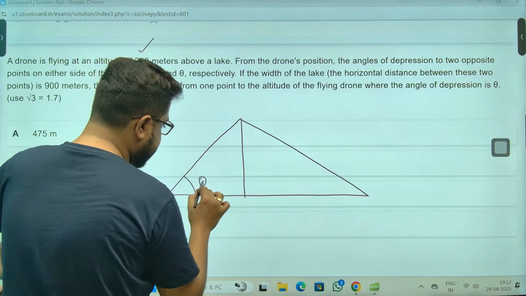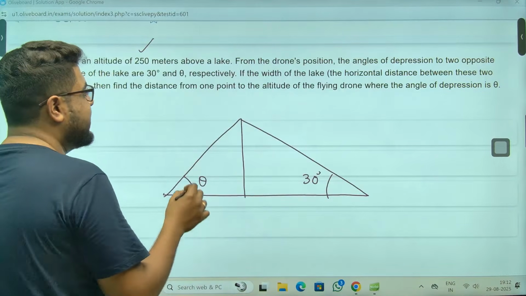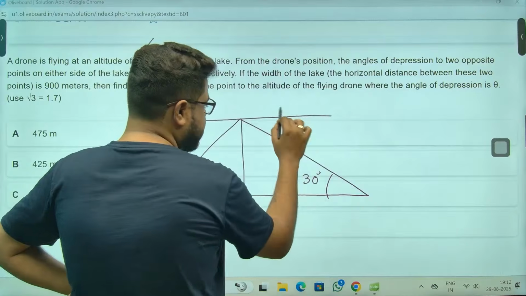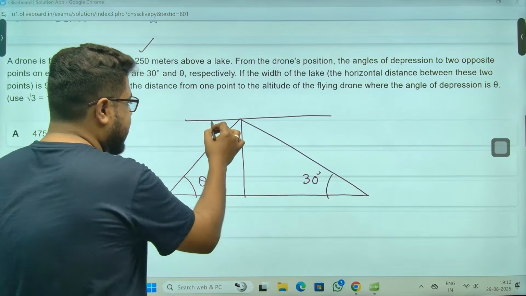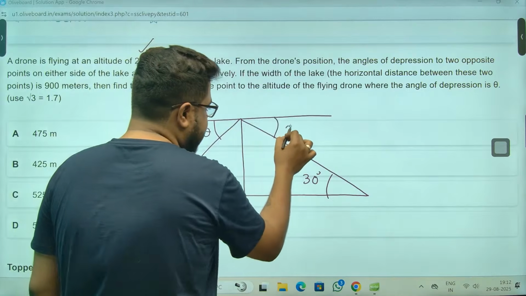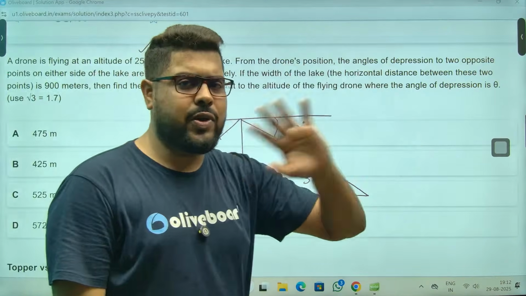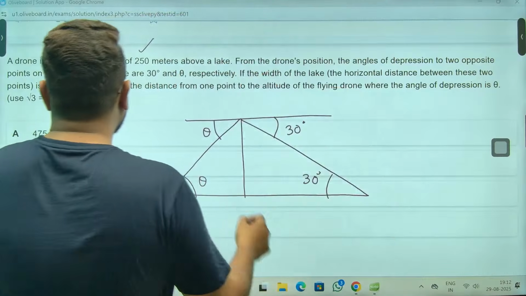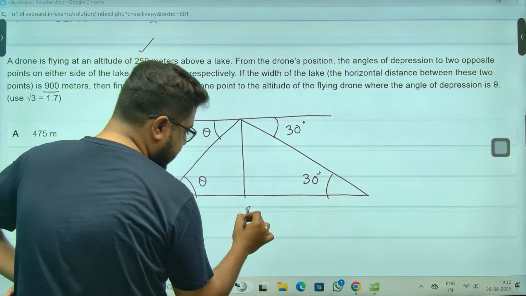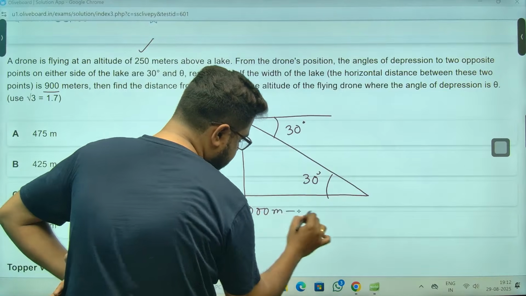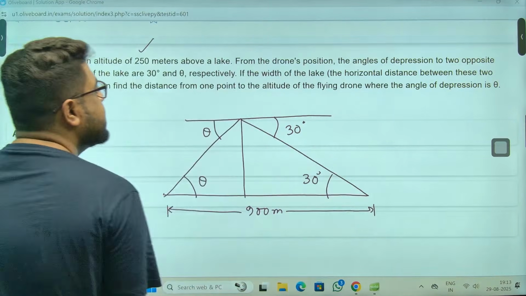So let's say this is theta and this is 30 degree, because this one looks like 30 degree. Angle of depression, so I should draw this, but again, if this is theta, then this is theta. Technically, this is theta given, this is 30 given. But if this is 30, this is 30, alternate angles, we all know it, right? Now, 900 meter is what? The horizontal distance between 2 points. This is given as 900.